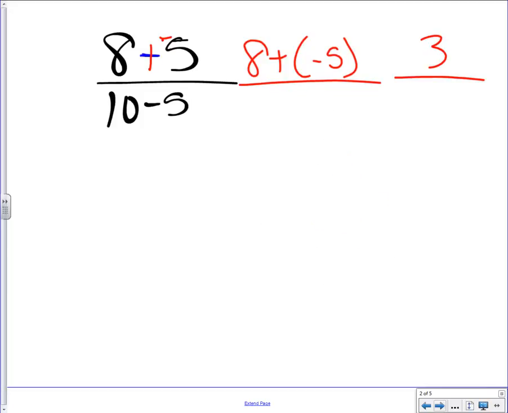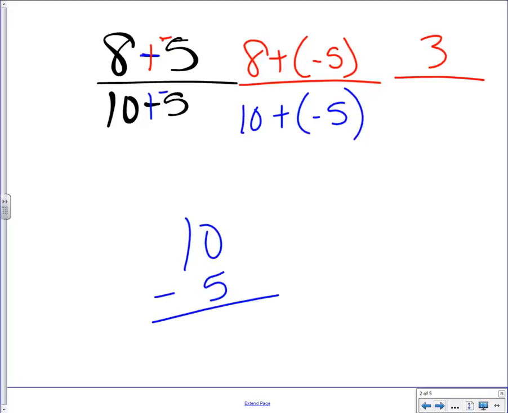If I'm dealing with the denominator, this is a subtraction problem. I will change it to addition and change the sign of the number next to it. So I have 10 plus a negative 5. Signs are different, so I'm going to subtract and take the sign of the bigger number. The bigger number is a plus 10, so it's a plus 5.